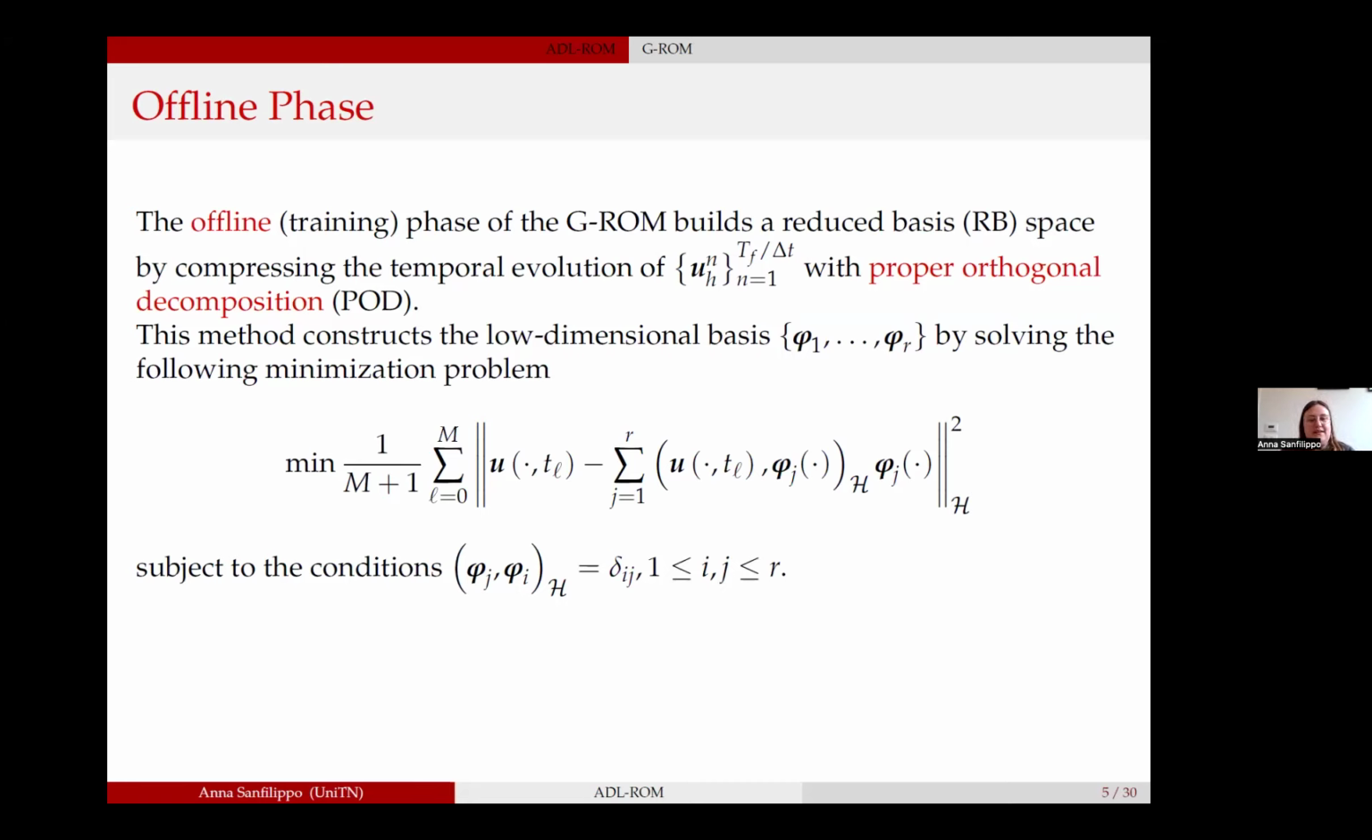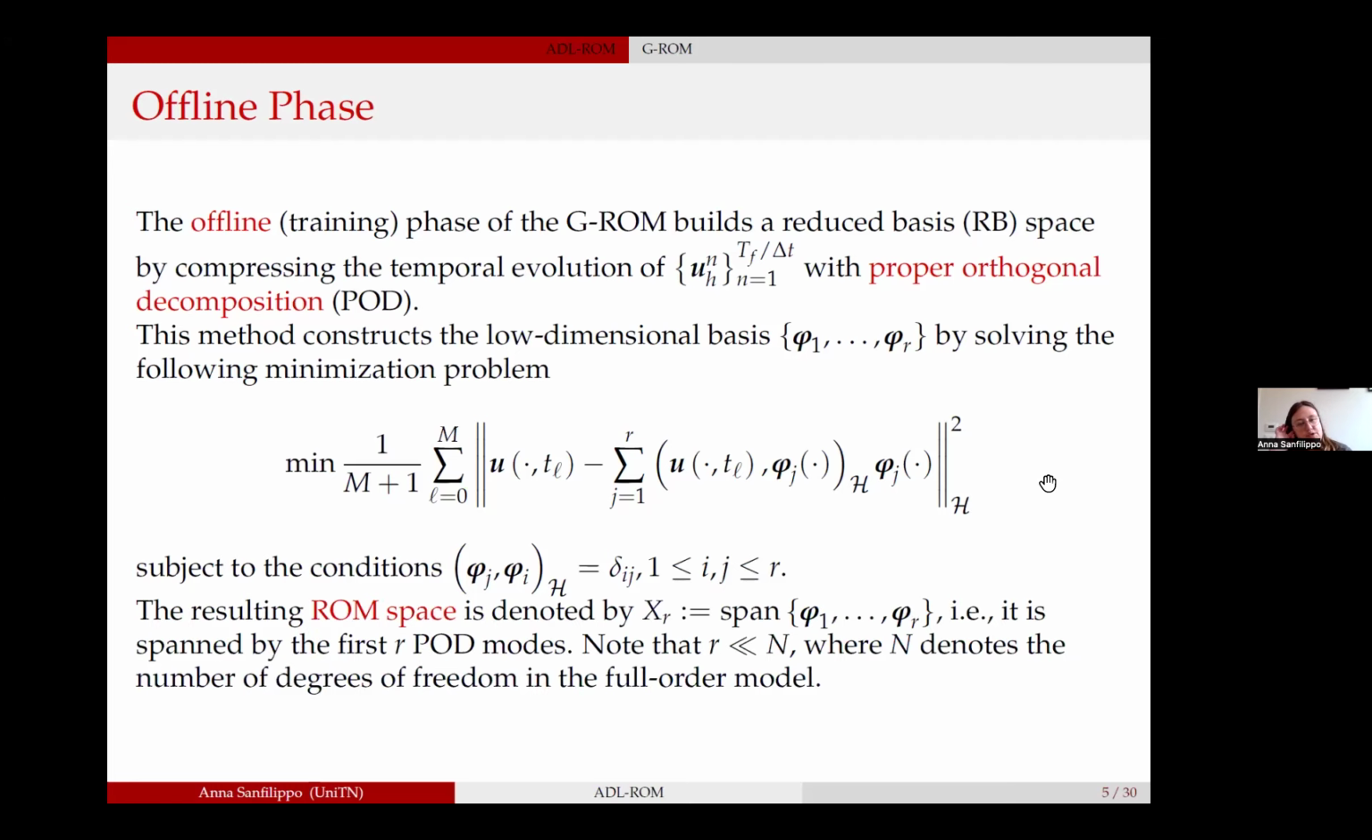And this is equivalent to solving this minimization problem with this constraint that is basically saying that if you have two different basis functions or POD modes, the inner product is 0, otherwise it's 1. And from this minimization problem, we can also find the POD eigenvalues. So after solving this problem, we will have a set of basis functions or POD modes and the eigenvalues.